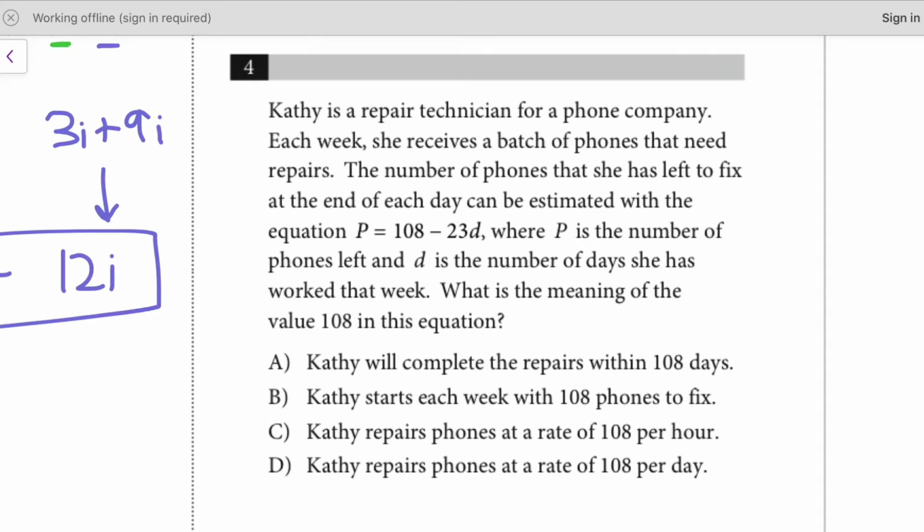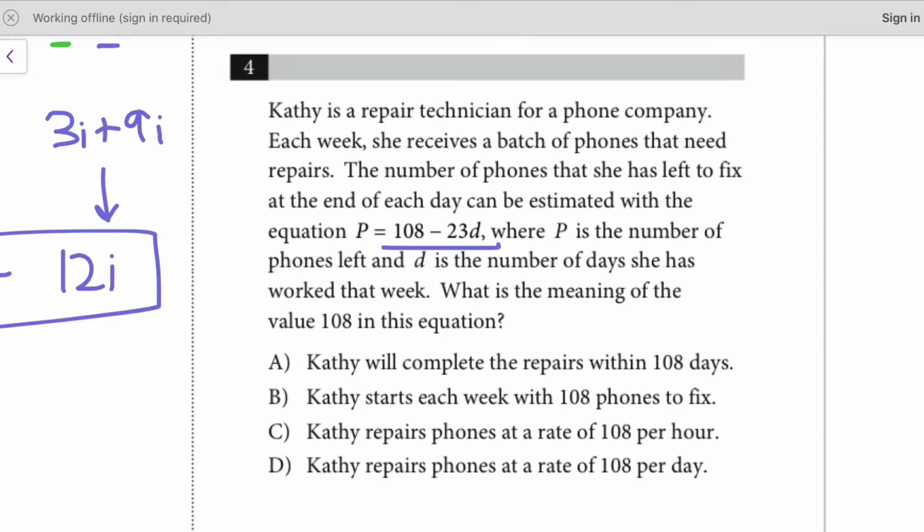So think about this logically. If I have some number of phones to repair every week, and I repair a certain number every day, how would I find the number I have left to repair? I would subtract how many I've already repaired from my original number, or total number of phones, right? So that's essentially what we're doing here.